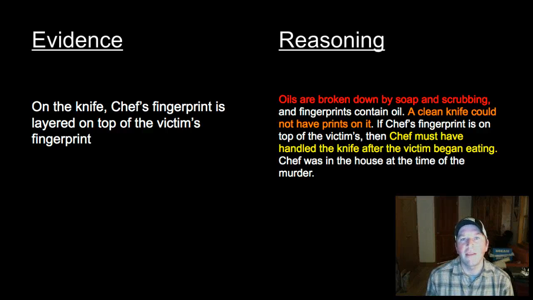So if the knife had the fingerprint on top of the victim's, then it couldn't be there from some previous time, because when the knife was washed in the kitchen, and before when it was served, the previous fingerprints would have been washed away. Lastly, in yellow, I tie that reasoning directly to my claim and to my evidence by stating that the chef must have handled the knife after the victim began eating. He couldn't have handled it before because his fingerprints would be on the bottom and not on the top.